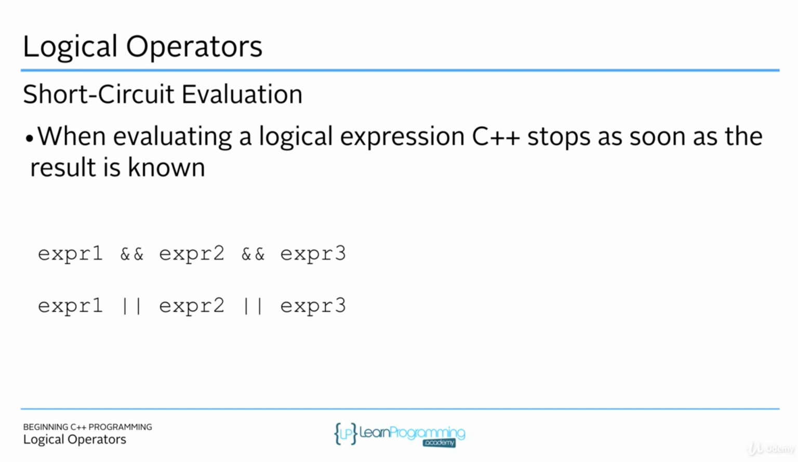In the second example, if any of the expressions is true, then the entire logical expression is true. So if expression 1 is true, then the compiler already knows that the entire expression is true, and it won't evaluate expression 2 or expression 3. However, if expression 1 is false, then the compiler continues evaluating expression 2 since it doesn't know the result yet. We'll use logical operators in depth when we learn about control structures. But for now, let's head over to CodeLight and see a few simple examples in live code.